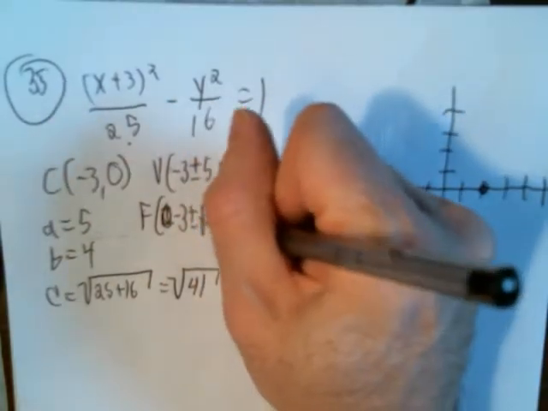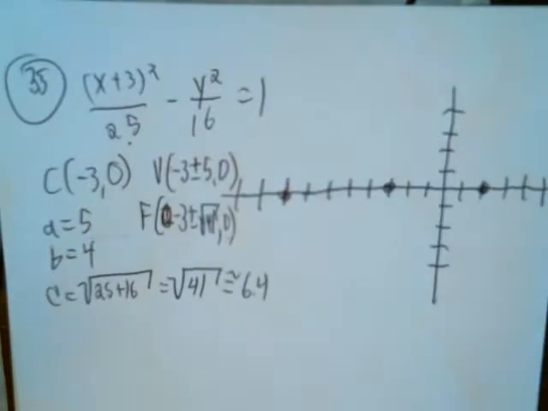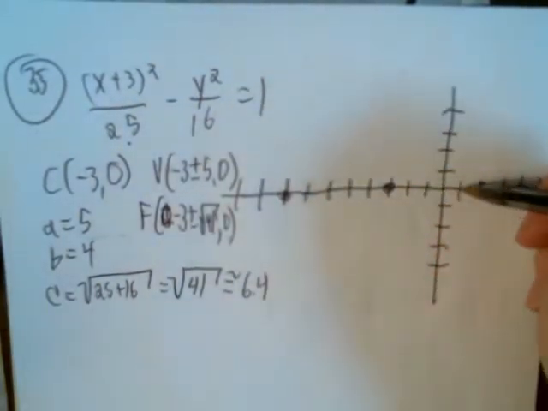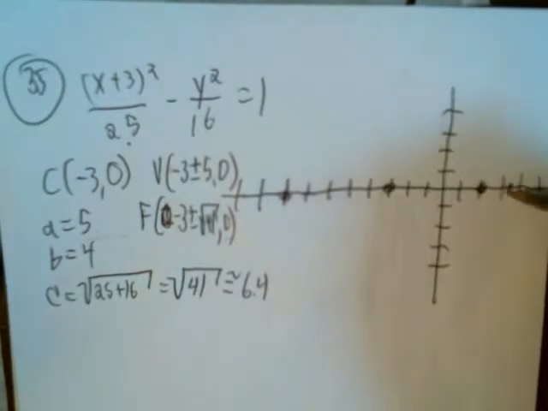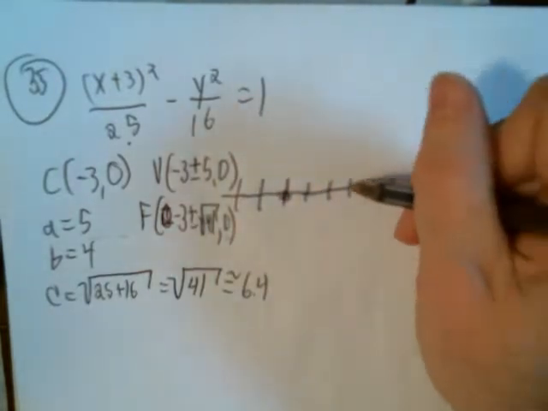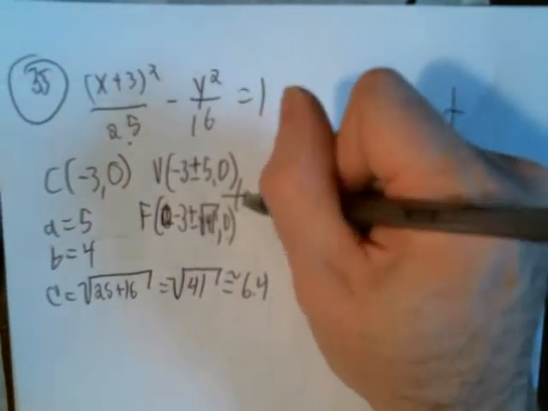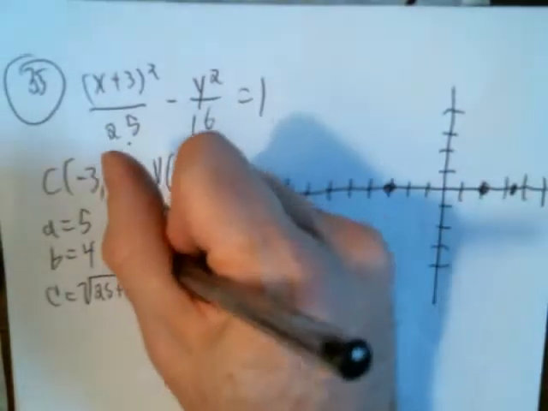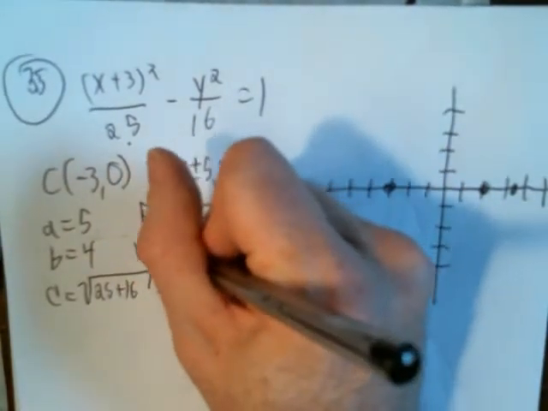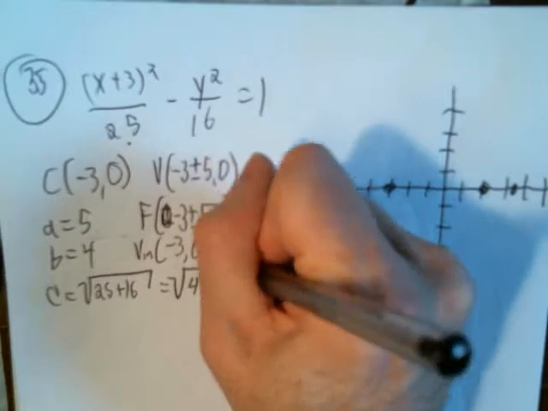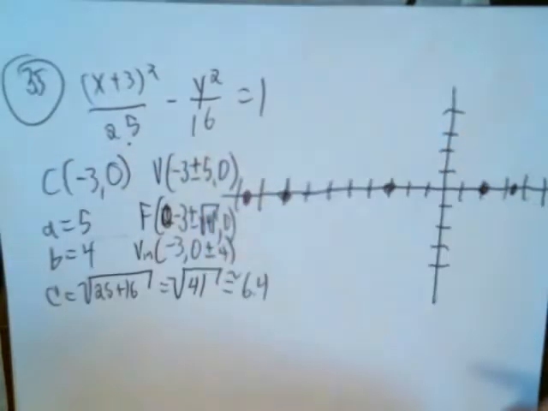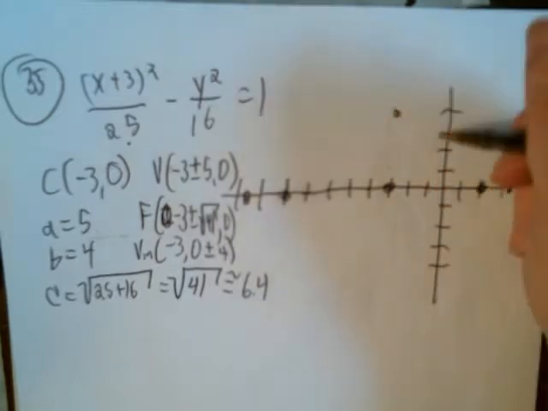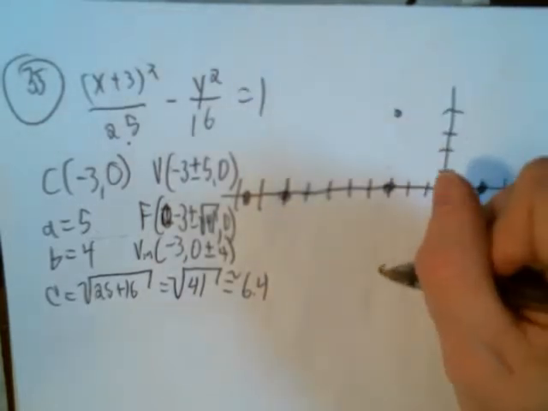Okay, for the foci, you're going left and right by, oops, so it's negative 3, left and right by root 41. Let me get myself in trouble here because I'm smushing everything in. So I go over 1, 2, 3, 4, 5, 6.4. And then 1, 2, 3, 4, 5, 6.4. To get to the minor vertices, then I'm going up and down. So it would be negative 3, comma 0, plus or minus 4. So 1, 2, 3, 4. 1, 2, 3, 4.